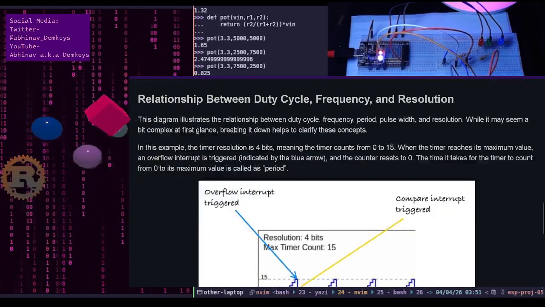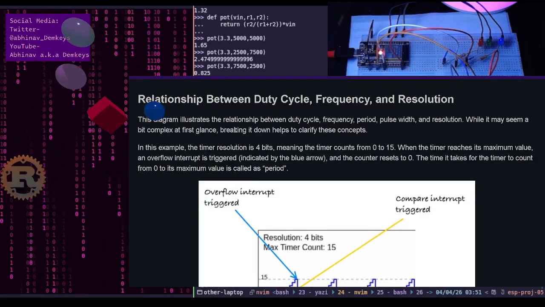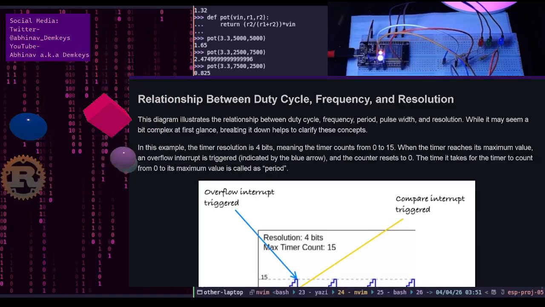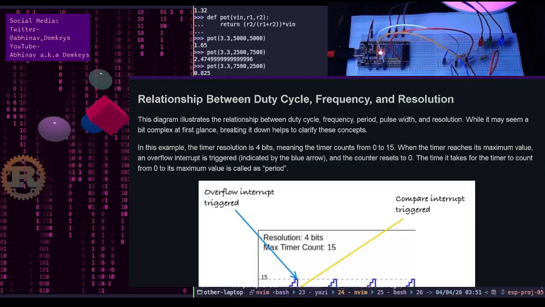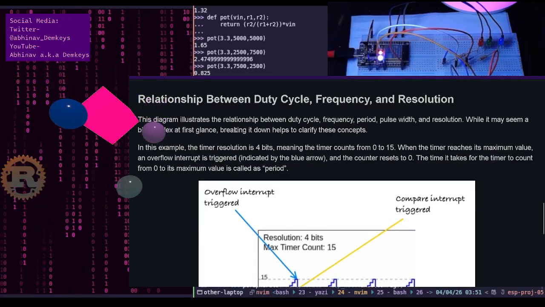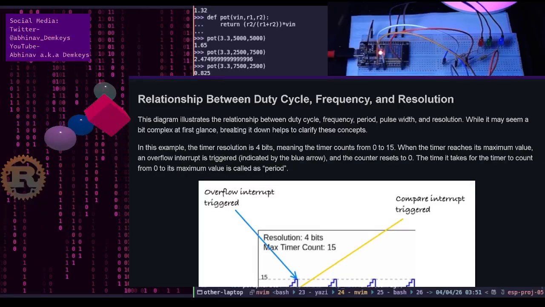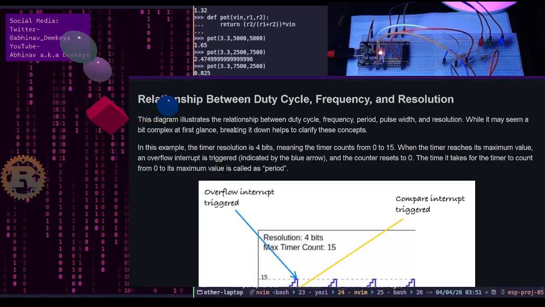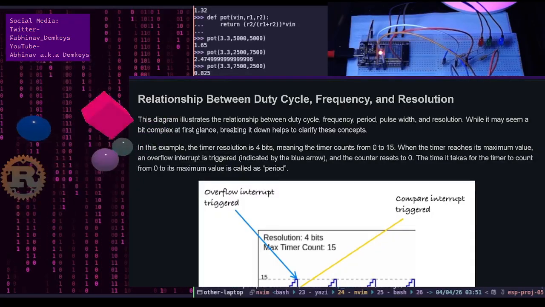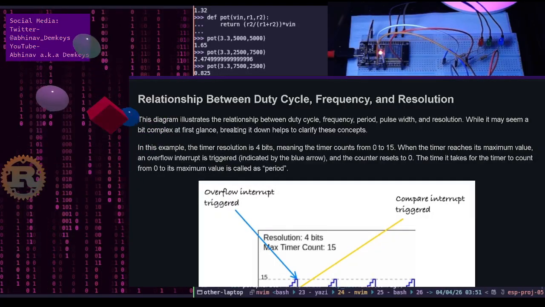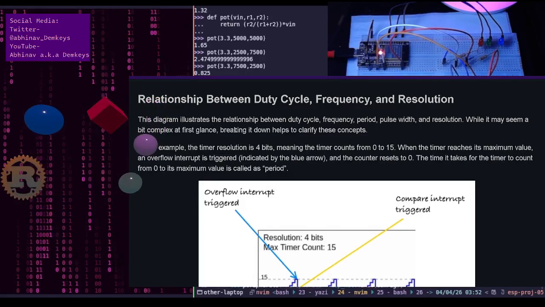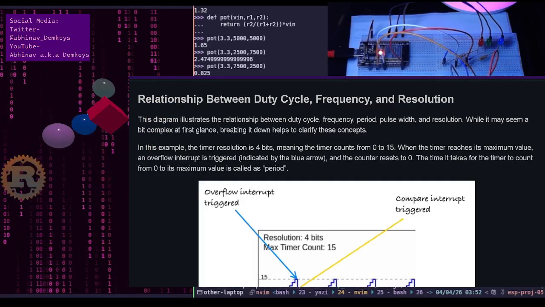So, the relationship between duty cycle and frequency. Oh God, is this about to explain what I just spent a bunch of time trying to understand? That's going to be so funny. Okay, hold on. The relationship between duty cycle, frequency, and resolution. This diagram illustrates, I mean, yeah, that makes sense, right? Duty cycle, frequency, and resolution. So the relationship would essentially be that one entire on-off cycle is a period.